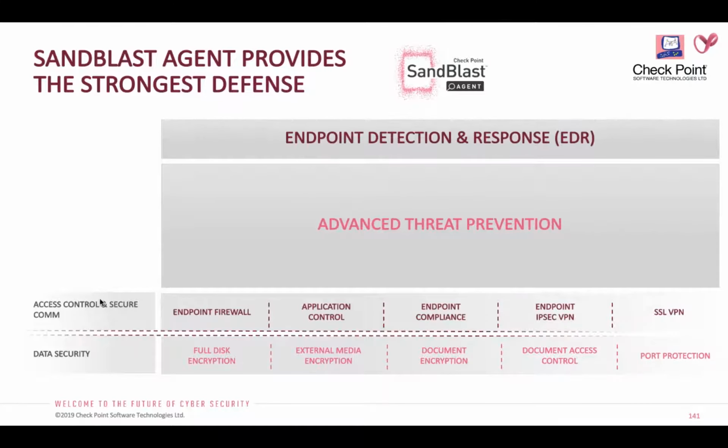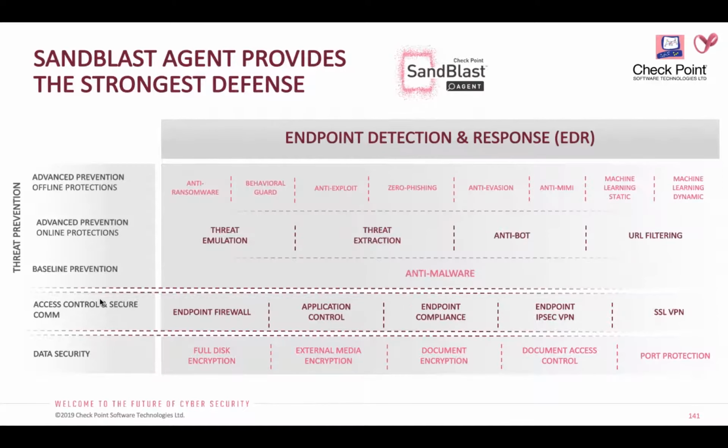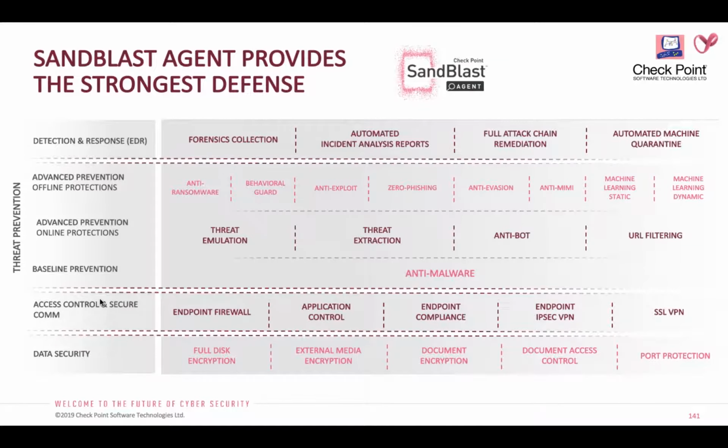And inside the access control and secure communication module, you get endpoint firewall, application control, compliance module, IPsec VPN, SSL VPN. And inside your threat prevention module, these are a couple of options that you have, such as anti-ransomware, anti-bot, anti-exploit, behavioral guard, URL filtering, etc. And lastly, in the EDR module, you can do your investigation. That is generally done by using forensics collection, right?